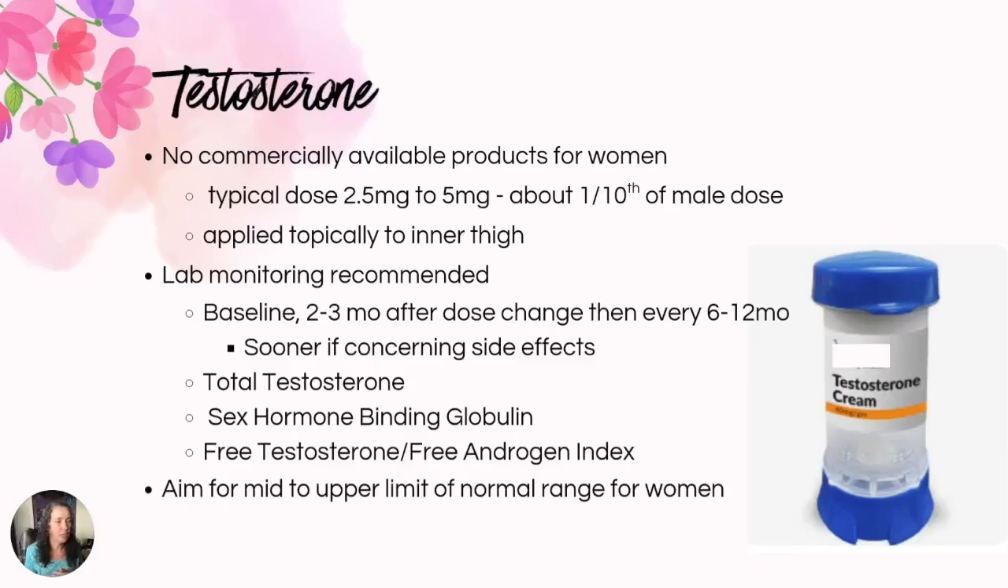Often 2 to 5 is the range for HSDD. But if you're just supplementing a little bit, you can even start at 1 or 2 milligrams. It's typically applied to the inner thigh, and like I said, lab monitoring is really, really important.